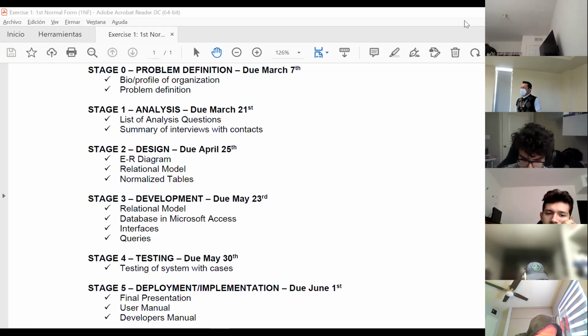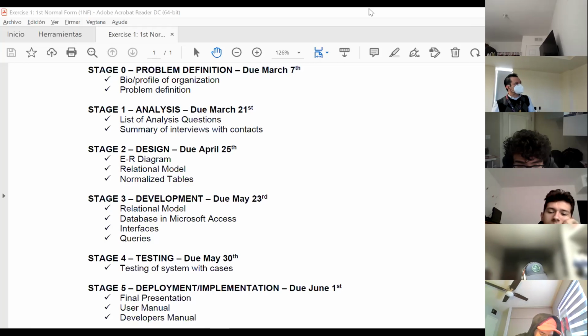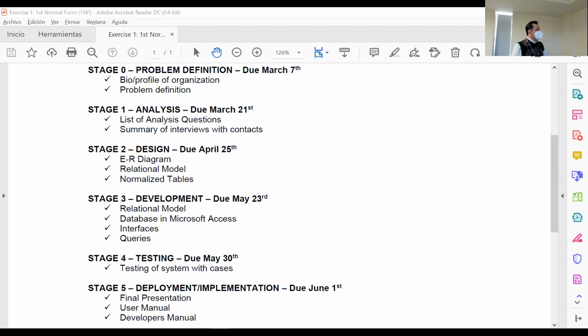The rest of the stages have to do with what we already talked about, which is the development. Stage three is the design, which is the conceptual design or model, the entity relationship diagram. You're going to know how to do these in the next few weeks. So that deliverable is for April 25th. By the way, some of these deliverables, starting with stage one and stage two, you can already start working on them. You don't have to wait, assuming that your organization and your problem definition is correct.